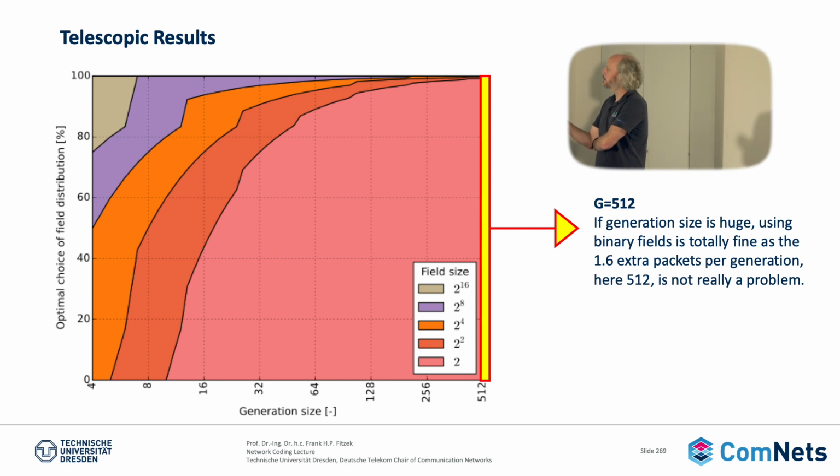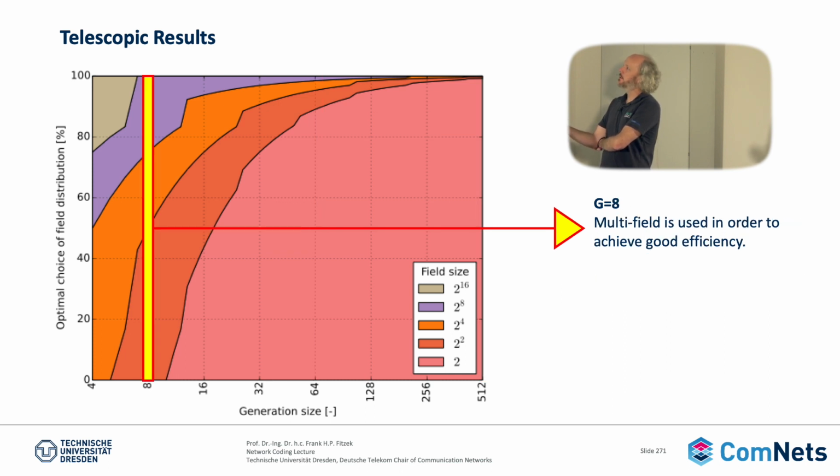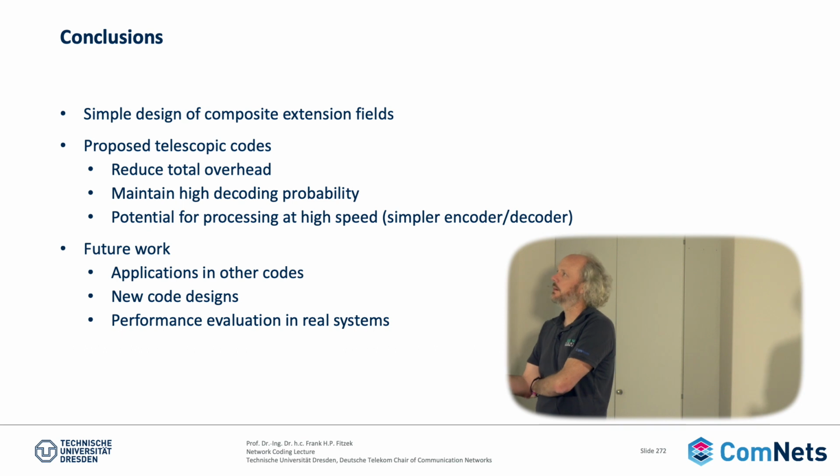Here are some examples what you do. Also, just to say when you have 512 packets, yeah, the 1.6 extra packets over 512 packets is marginal. Therefore, they don't care about this, right? And then the more you move into this, you always move to higher fields.